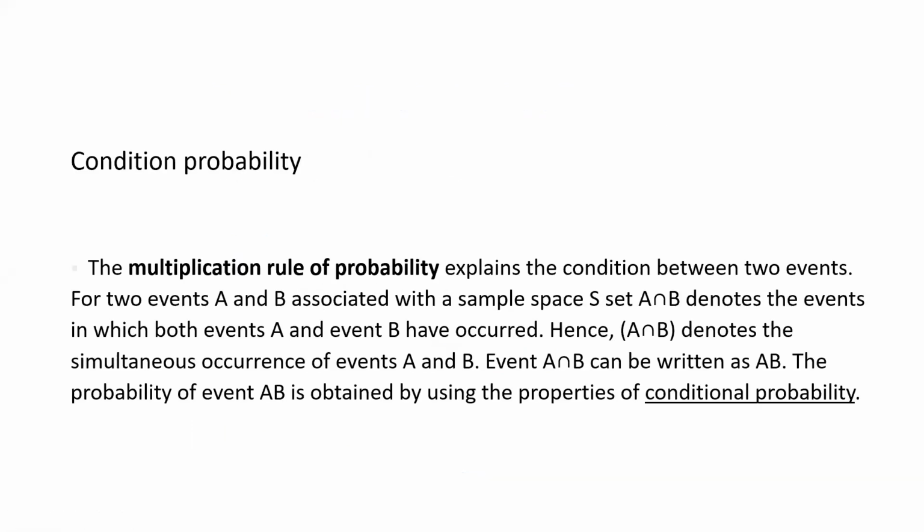So coming to the multiplication rule, it explains the condition between two events. For two events A and B associated with sample space S, where the sample space means all the possible outcomes, A and B denotes the events in which both A and B have occurred. Hence, A and B denotes the simultaneous occurrence of the events A and B. Event A and B can be written as AB, and the probability of the event is obtained by using the properties of conditional probabilities.